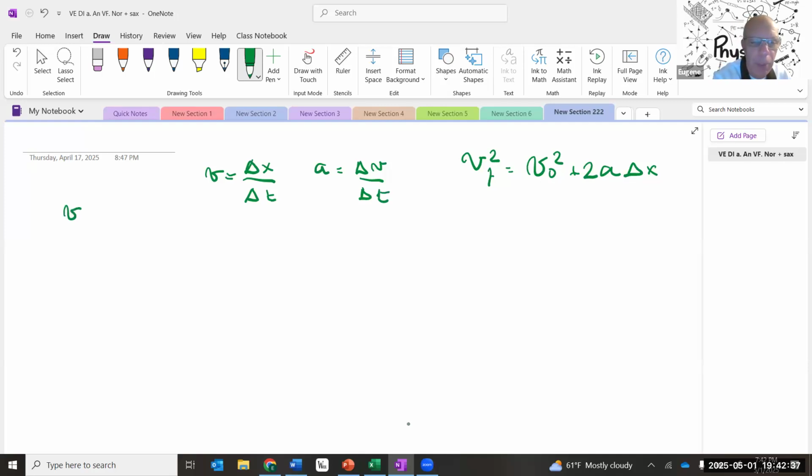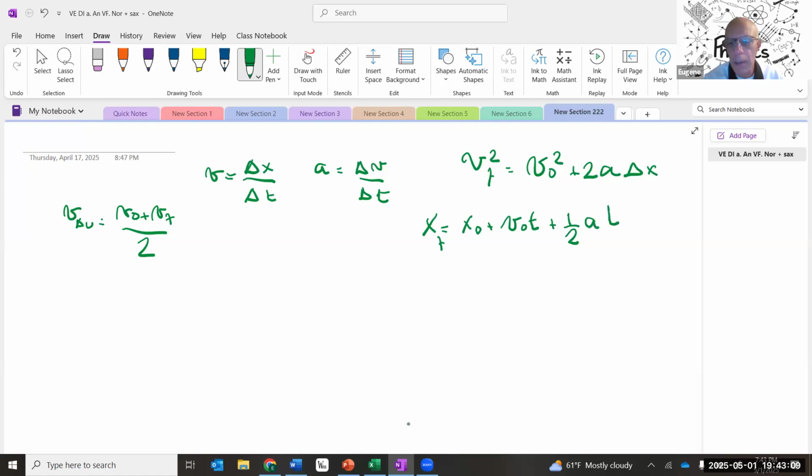The average velocity is initial velocity plus final velocity divided by 2. So if I use all these formulas, I can come up with this here. And there is another one also. This is more a general formula. The final position is the initial position plus v0, the initial velocity, times the time, and then plus half of the acceleration times t squared.